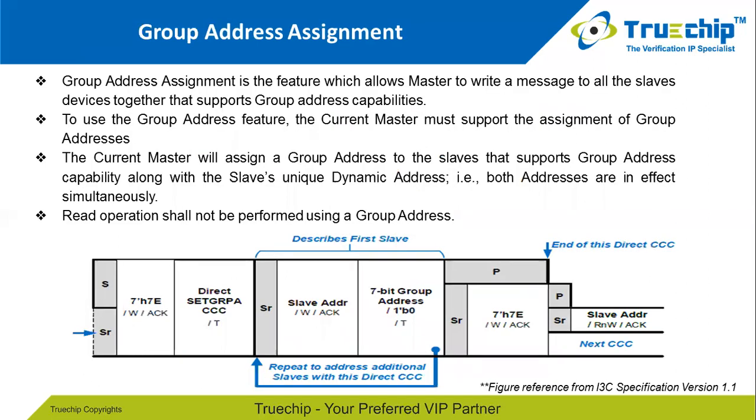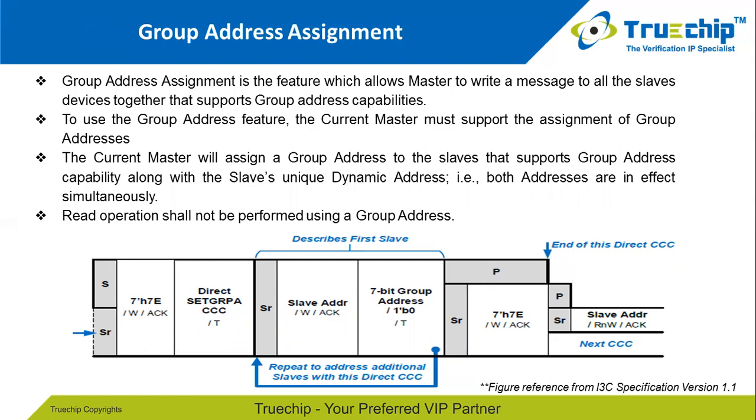As an optional feature, multiple I3C slave devices can share a single group address, allowing a master device to send a given I3C message to all the slave devices in the group at once, rather than one at a time. To use the group address feature, the current master must support the assignment of group addresses. The current master shall not attempt to read data from I3C devices using a group address.